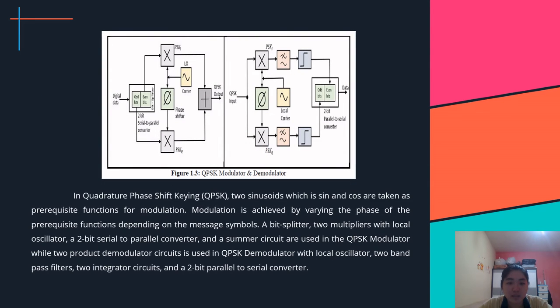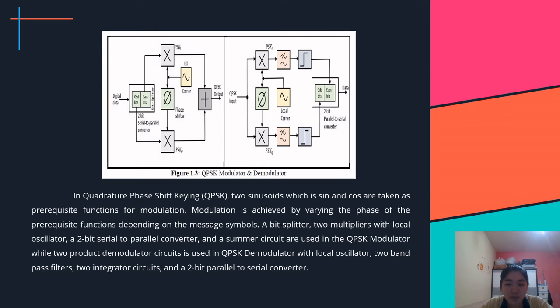Okay, next, this is the QPSK modulator and demodulator diagram. On the left hand side is the modulator, while the right hand side is the demodulator. In quadrature phase shift keying, two sinusoids, which are sine and cosine, are taken as pre-required functions for modulation. Modulation is achieved by varying the phase of the pre-required function depending on the message symbol.